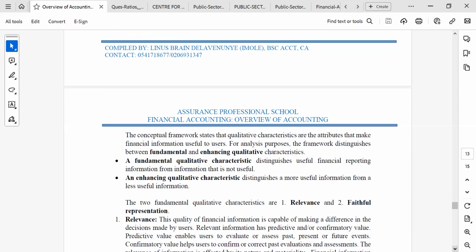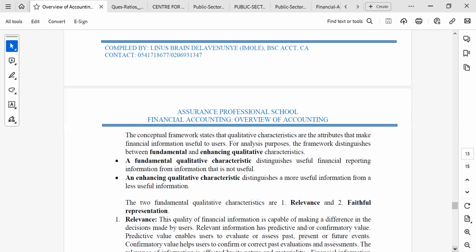For the fundamental qualitative characteristics, we have only two. We have what we call relevance, and we also have what we call faithful representation. Relevance and faithful representation. What do you mean by relevance?